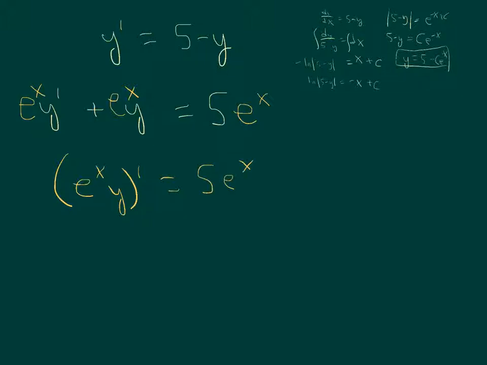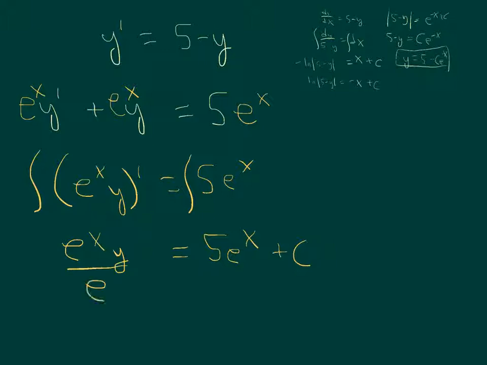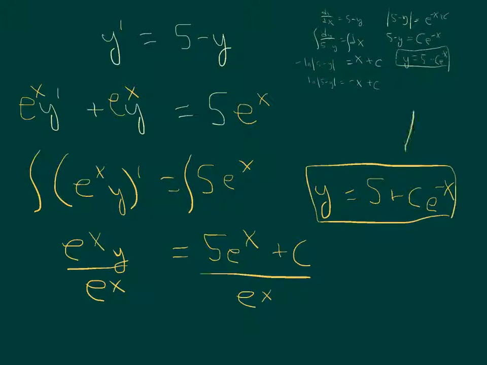I can anti-differentiate both sides, in which case I get 5e to the x plus c is equal to e to the x y. And if I divide by e to the x, this turns into y is equal to 5 plus c e to the negative x, which is the same solution I got earlier. So the question is, how did I figure out what to multiply both sides by? E to the x worked here, but what will it be in other cases?